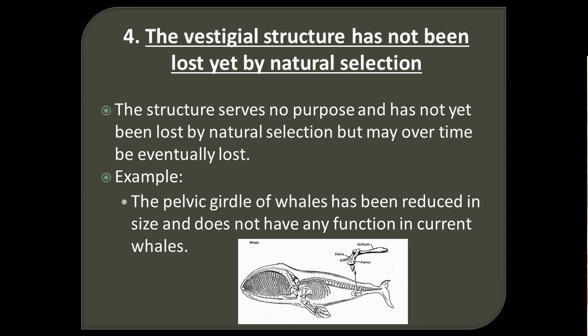4. The vestigial structure has not yet been lost by natural selection. This would mean that the structure serves no purpose and has not yet been lost by natural selection, but may over time eventually be lost. An example of this would be the pelvic girdle of whales, which has been reduced in size and does not have any function in current whales.